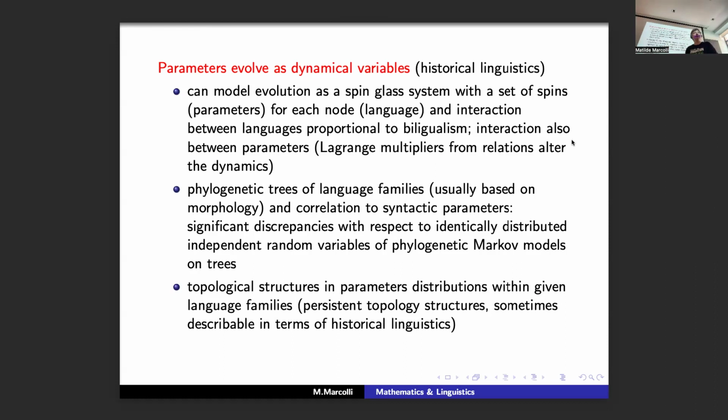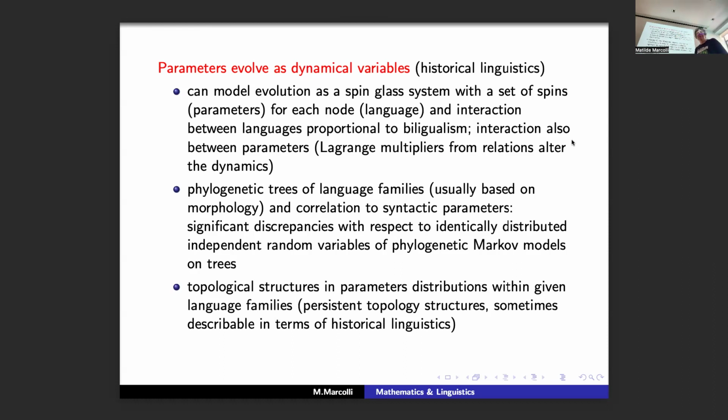But if you introduce variables that don't have any immediate linguistic meaning or description, it becomes more difficult to understand what you're describing. So there are other aspects that one should take into consideration about syntactic parameters. One of them is the fact that they're also dynamical variables that have been changing over time in various languages. So one can think of how to describe them as dynamical variables.